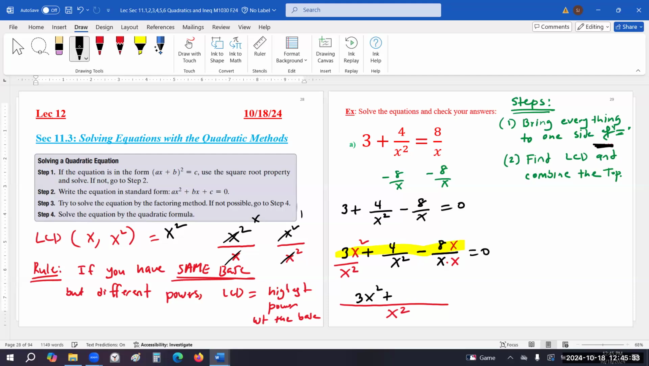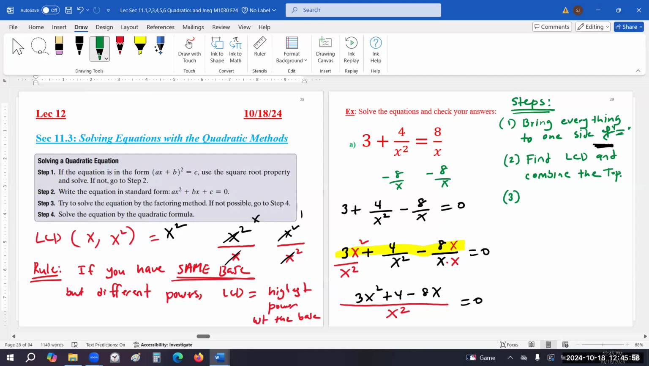3x squared plus 4, 4 doesn't have any x, plus 4 minus 8x equals 0. So this is what the second step says: find the LCD and combine the top. So we are done with our step 2.